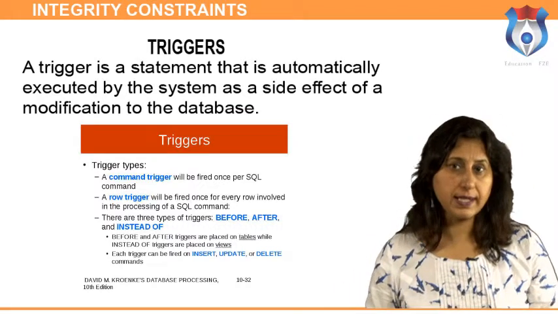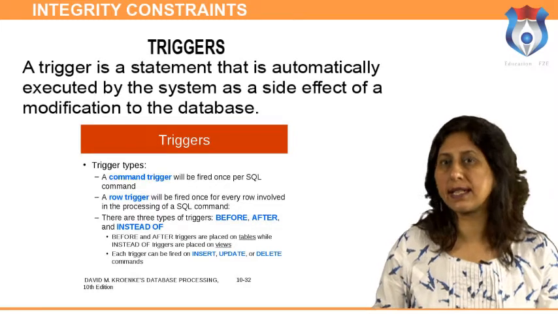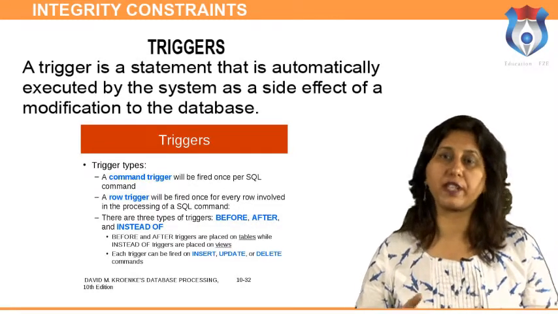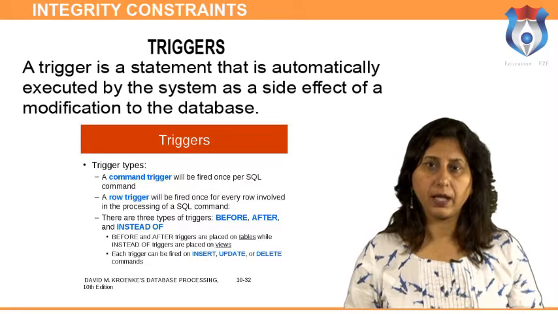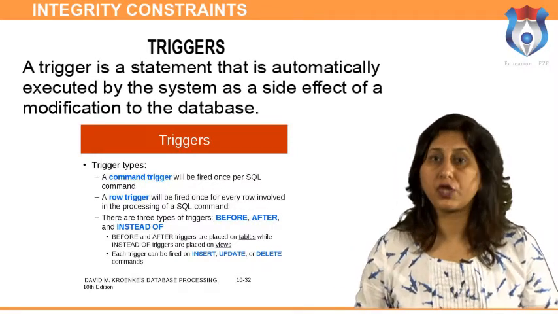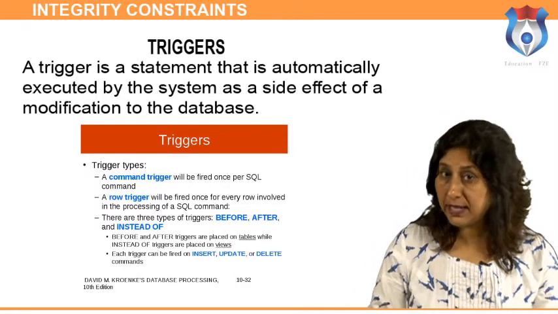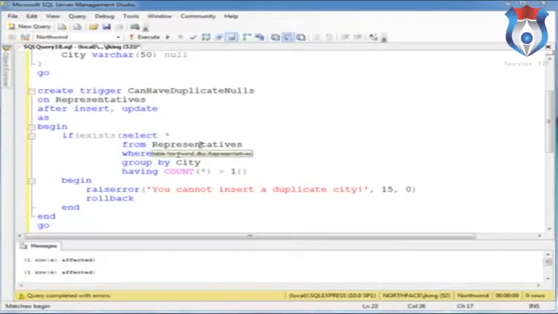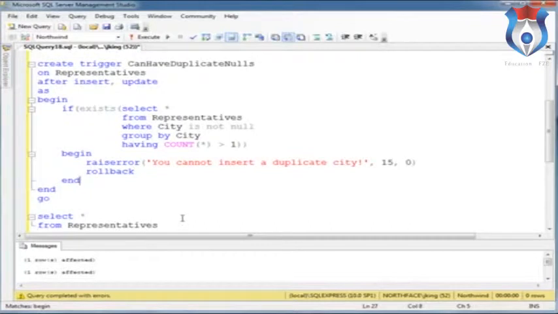A trigger is a statement that is automatically executed by the system as a side effect of a modification to the database. We need to specify the conditions under which the trigger is executed, and specify the actions to be taken by the trigger. Notice that in this example, we only really care about the city column. We're just saying, hey, the city can be null or it has to be distinct, either one. Okay, but there's an operation we could do here.